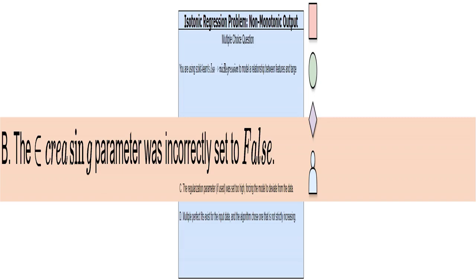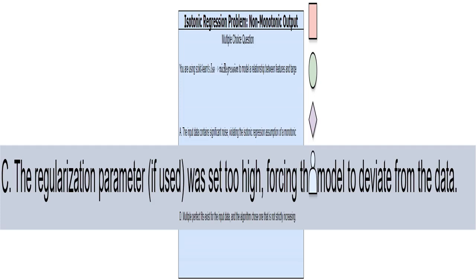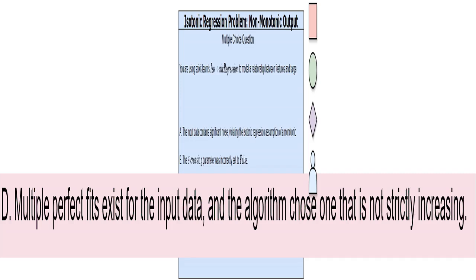If I'd accidentally set increasing to false, the model would have created a decreasing function. That isn't the problem here. A high regularization parameter punishes the model for fitting the data closely. To avoid that penalty, the model might sacrifice strict monotonicity. It's possible that multiple perfect fits exist. The algorithm could pick one that doesn't strictly increase even though other options do.